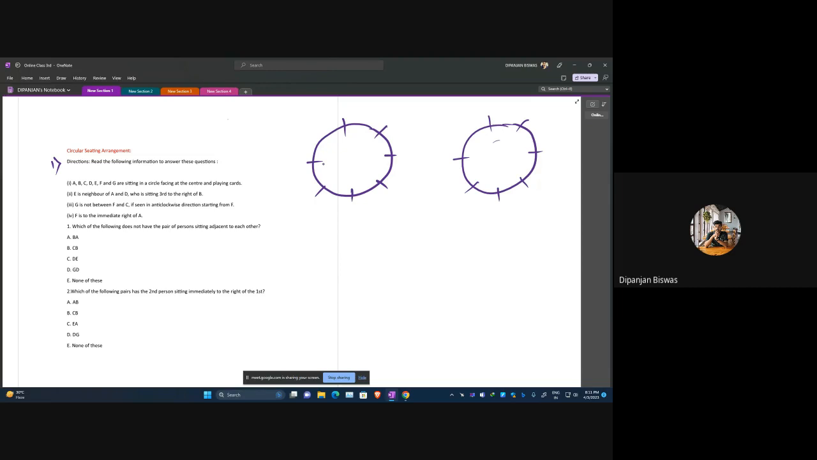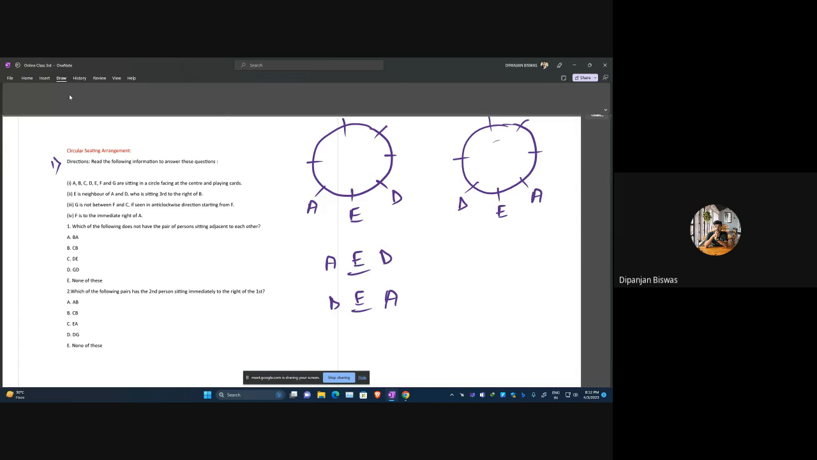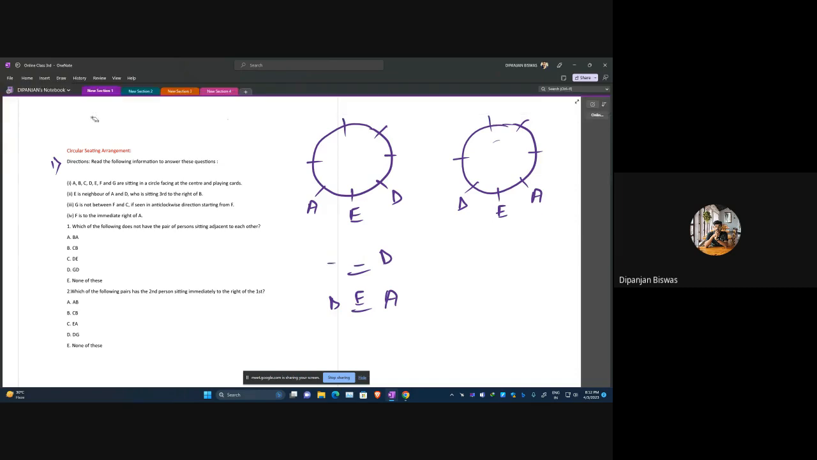E is a neighbor of A and D. So this can be in this fashion. E is a neighbor of A and D. So it can be E sitting between A and D, but it can also be D, E, A. So we have to draw 2 possibilities for this. So if E is here, you can write A here and D here. And also if E is here, you can write D here and A here. So these are the 2 possibilities for the first statement.